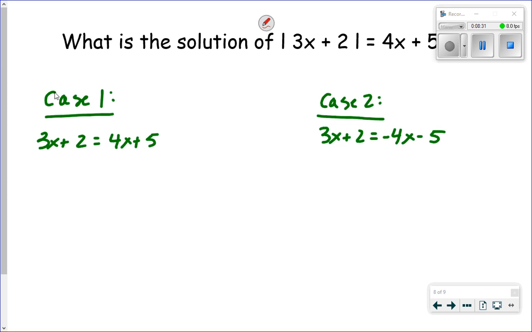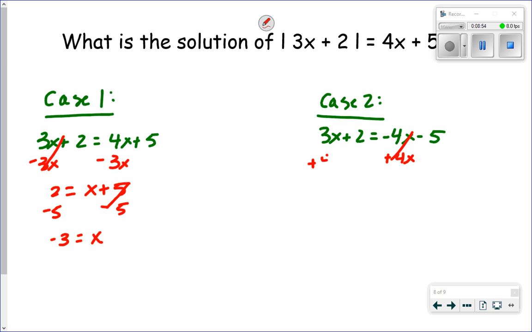All right, now I need to solve. So for case 1, I'm going to subtract 3x from both sides. 2 equals x plus 5. And now I'm going to subtract 5 from both sides. 2 minus 5 is negative 3 equals x. All right, case 2, I always want to move the smaller variable, so I'm going to add 4x to both sides. So 3x plus 4x is 7x. And then I'm going to subtract 2 from both sides. Negative 5 minus 2 is negative 7. And divided by 7, x equals negative 1.